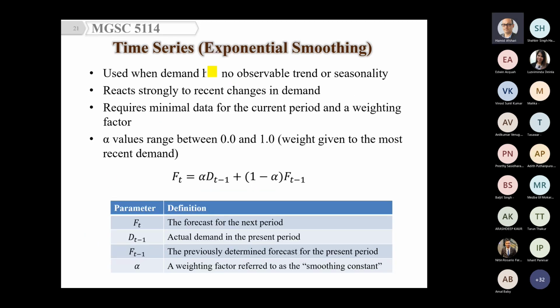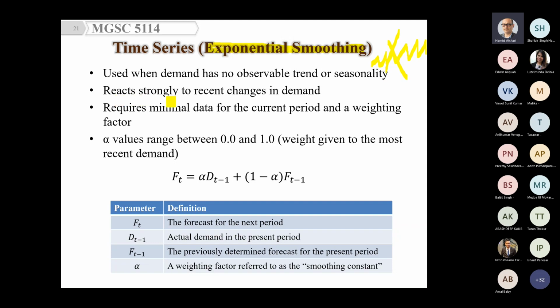So let's start the third method under the time series, which is called exponential smoothing. This is a pretty common approach in industries. This is very, very famous and common. So this is used when the demand has no observable trends or seasonality. So when you have so many fluctuations, probably this method is not appropriate.